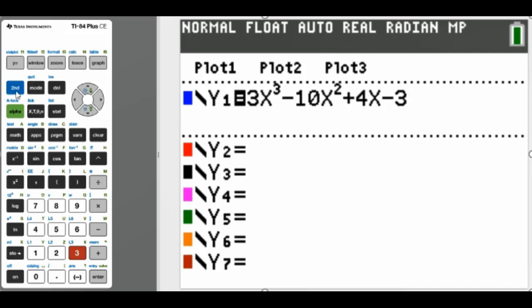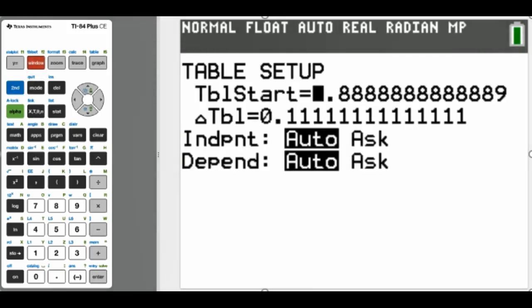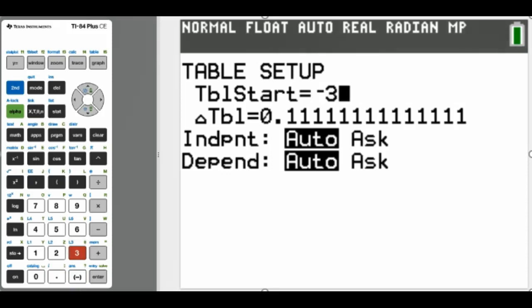So now I'm going to go to second window, and that's going to bring me to my table setup page. My table start value needs to be my biggest negative, which in this problem was -3. And then my delta table, which is the steps or how much is going to be in between each x value on my table, is going to be 1/3. So I'm going to type in 1 divided by 3.